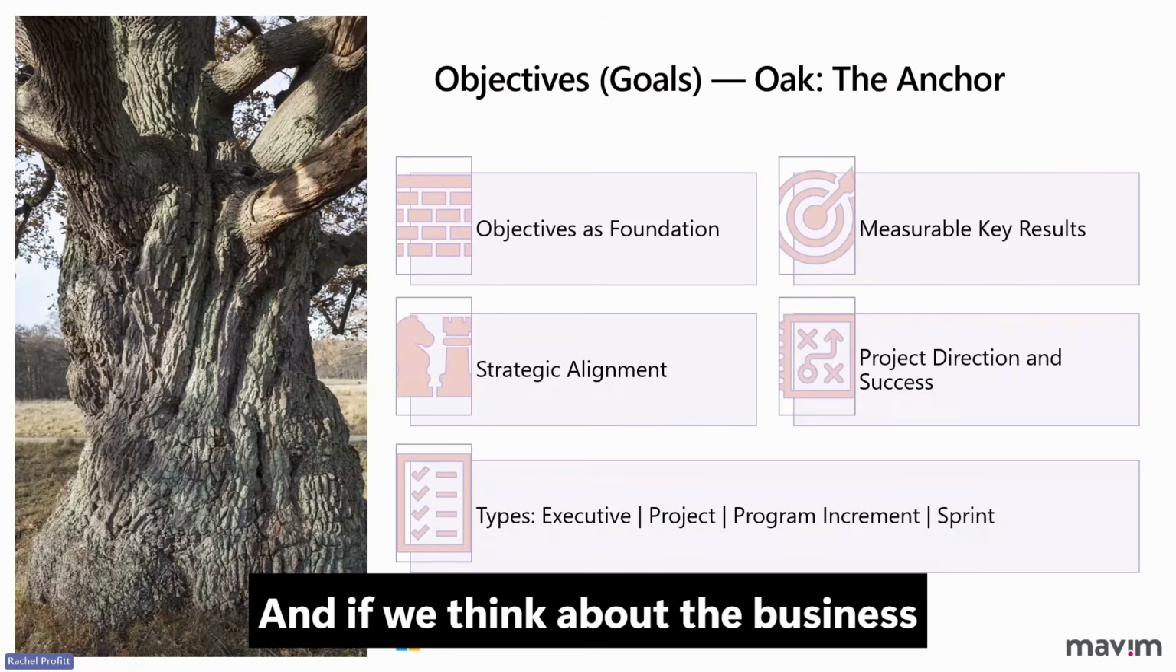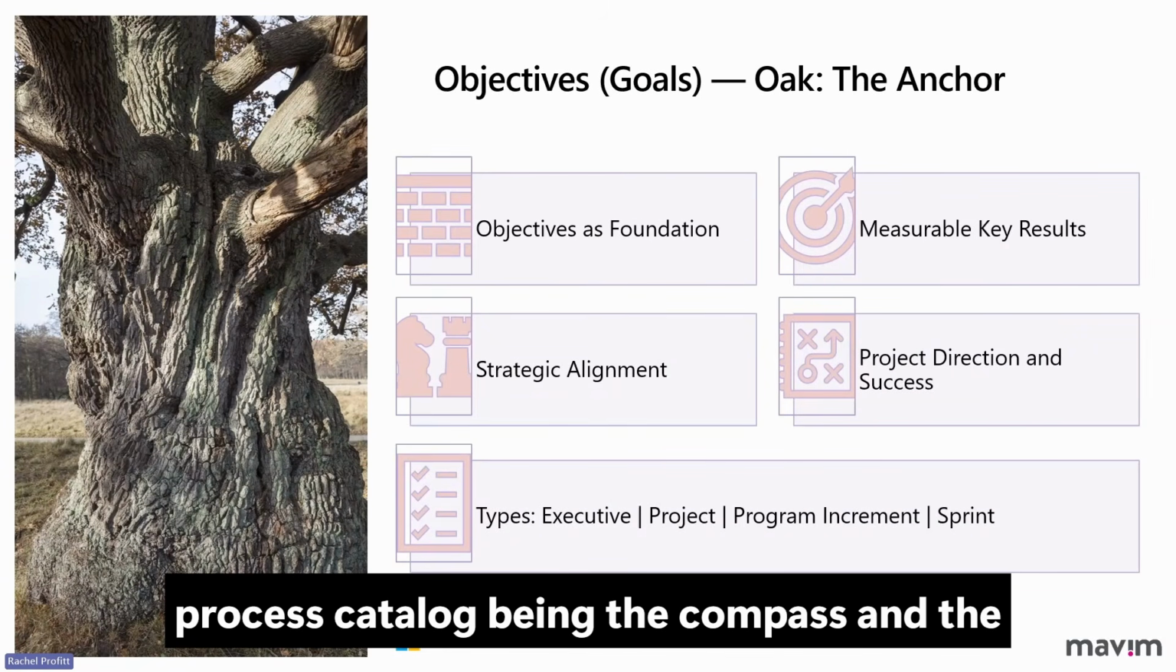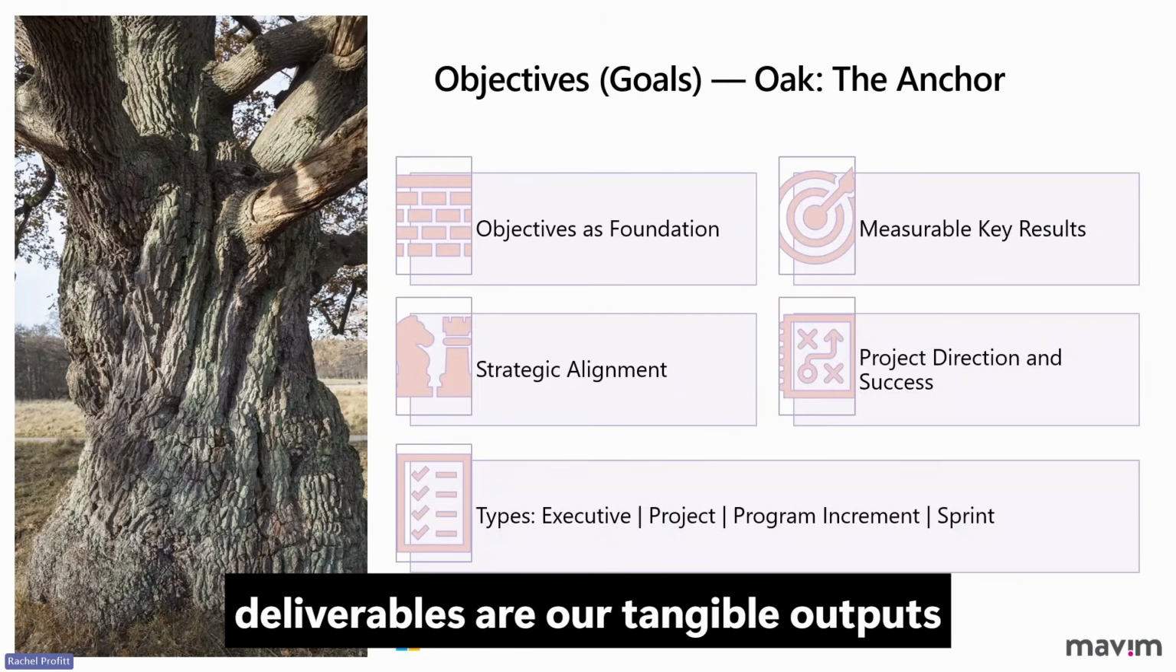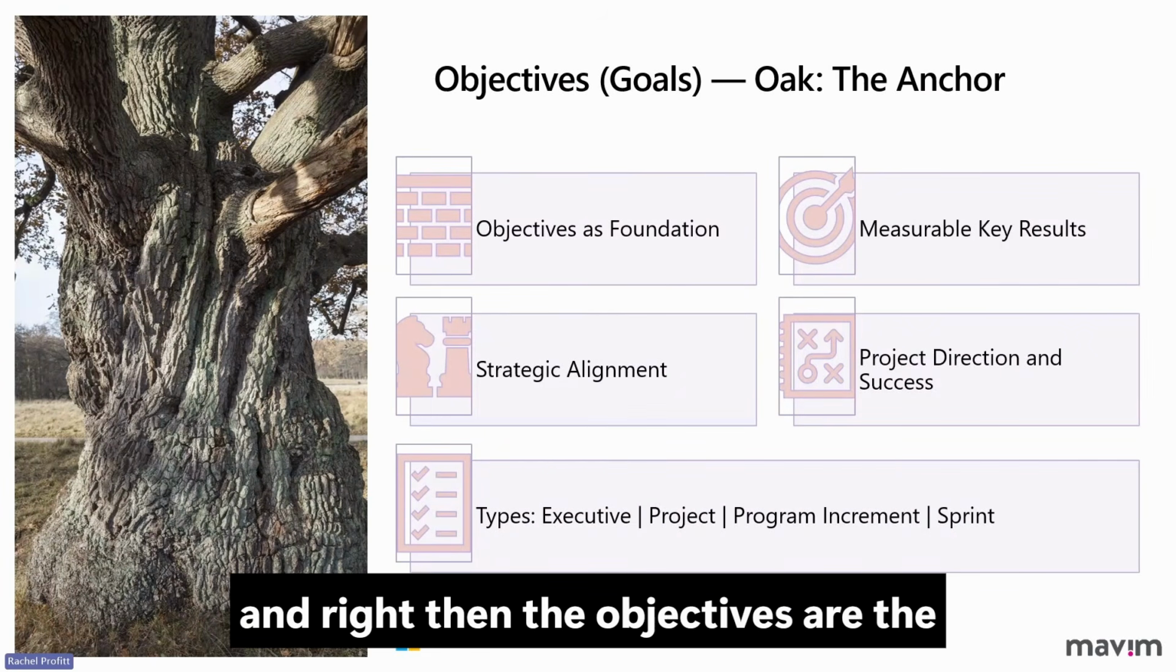And if we think about the business process catalog being the compass and the delivery plan is the choreography, the deliverables are our tangible outputs, and then the objectives are the anchor.